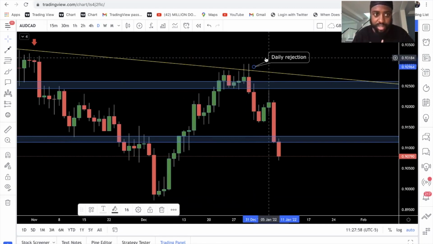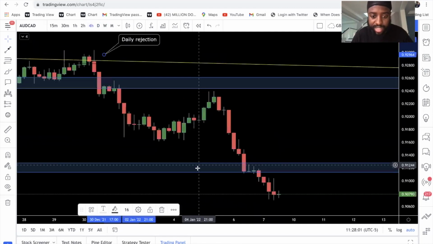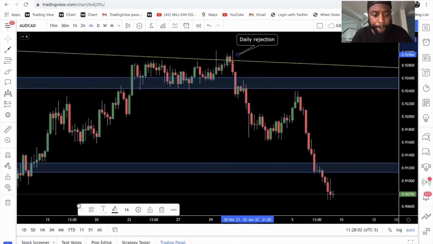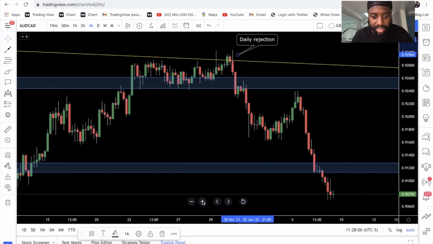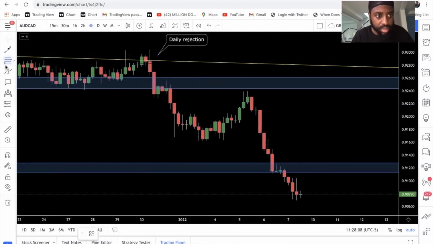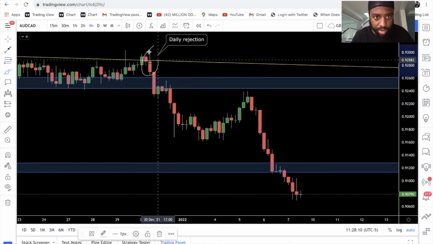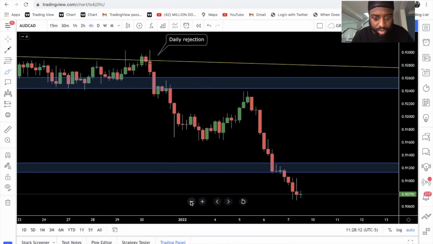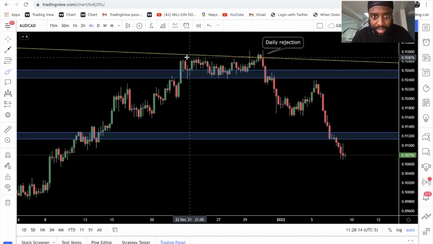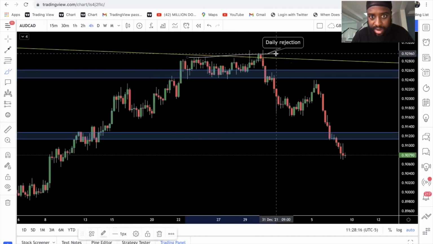Because at the end of the day, price is just made up of impulses, corrections, impulses. So if we go down to the smaller time frame, let's say the 4 hour, on the 4 hour you can see price gave this nice bearish rejection before breaking down. You can look at this and say, okay, this is actually a bit of a double top right here.